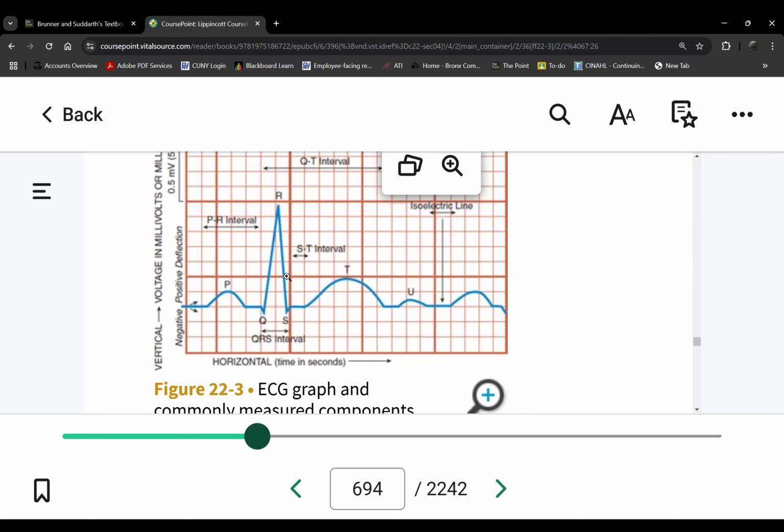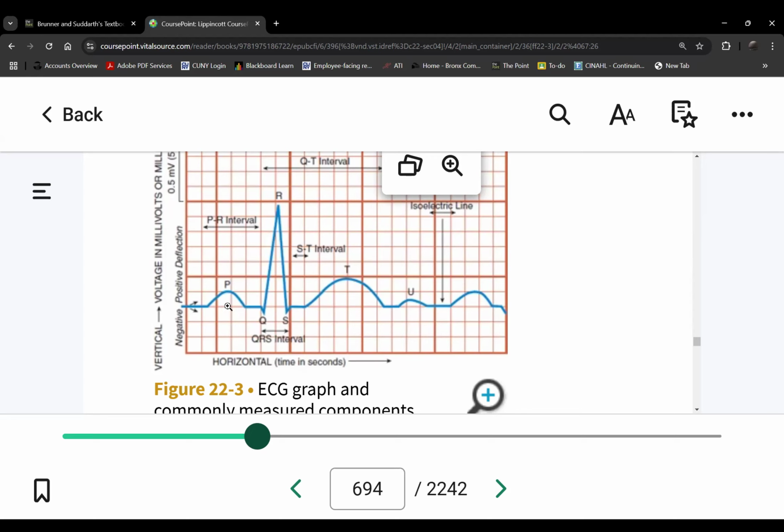0.12 to 0.2 seconds. So how many small boxes is that? 0.12 is 3, correct? And 0.2 is 5. So therefore, the duration of the PR interval is anywhere between 3 to 5 small boxes.